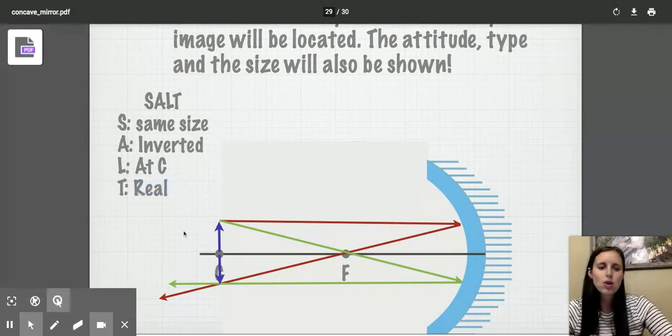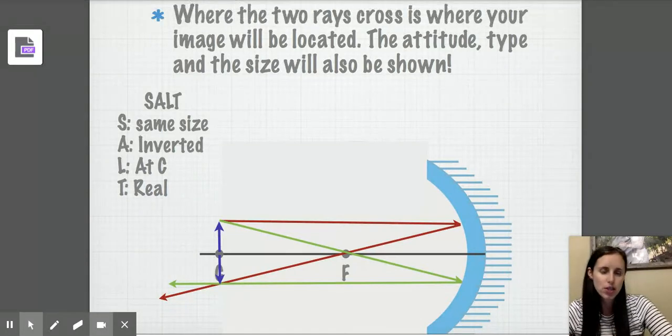Now, those rules are always going to work. They're a little bit tricky, though, to get them to cross the first time. So I gave you a lab this week where you're going to be using these rules to see if you can get the lines to cross. I put the object in several different places. I put it beyond C. I put it between C and F. I put it at F, and I put it between F and the mirror. I want you to use these rules each time to get it to work.